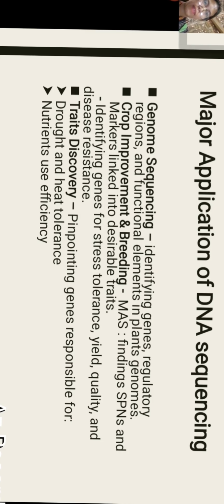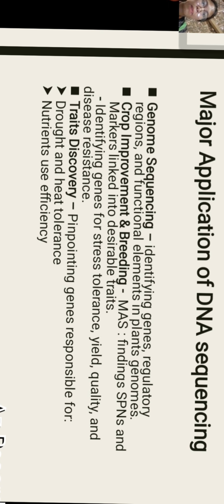Major application of DNA sequencing, genome sequencing: identifying genes, regulatory regions, and functional elements in plants' genomes. So genome sequencing is like reading the entire instruction book of a plant. Inside this instruction book, you can find genes. Genes tell the plant what to do. Next are the regulatory regions. They act like on-off switches, meaning they make genes active or non-active. Next are the functional elements, which help control growth, color, shape, and so on.